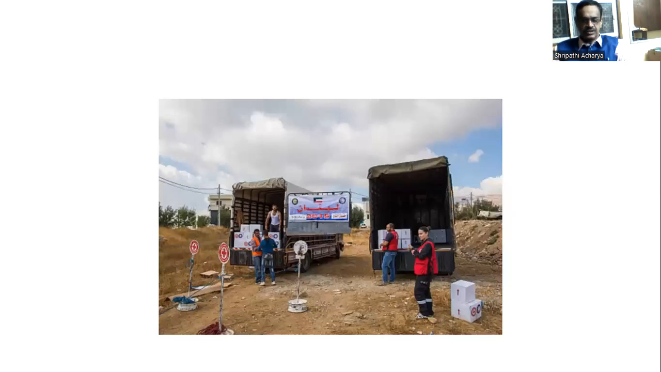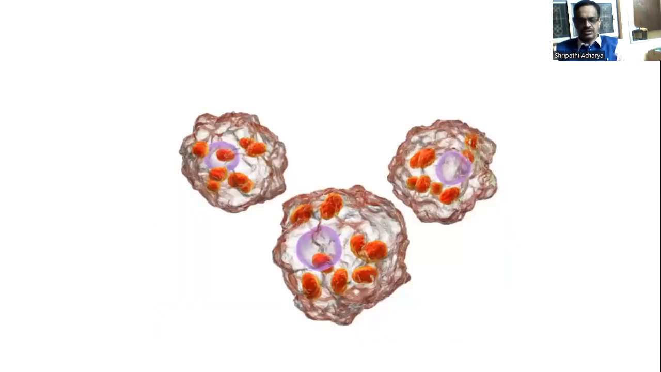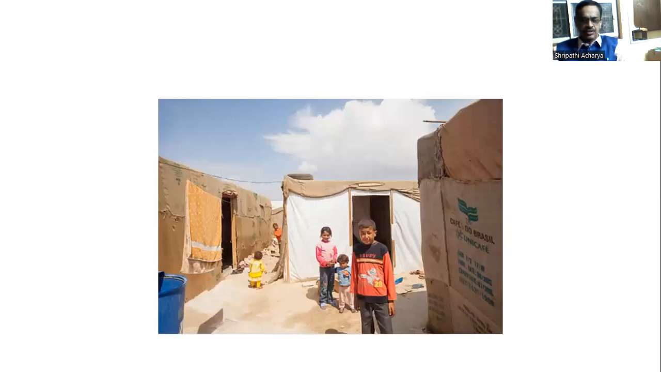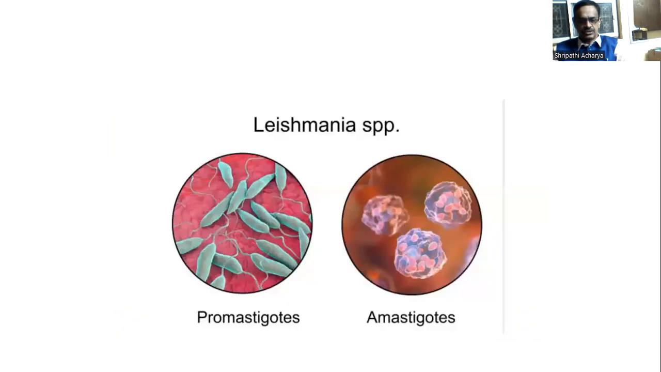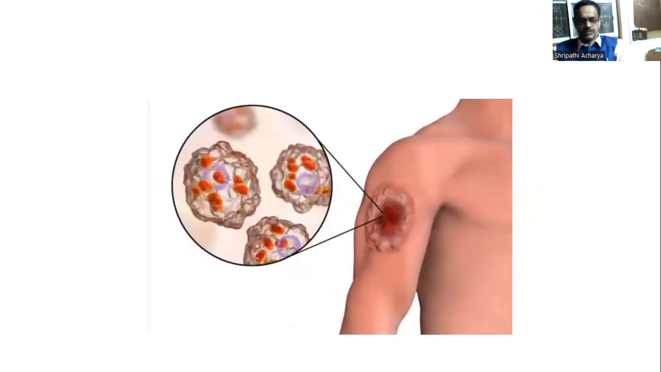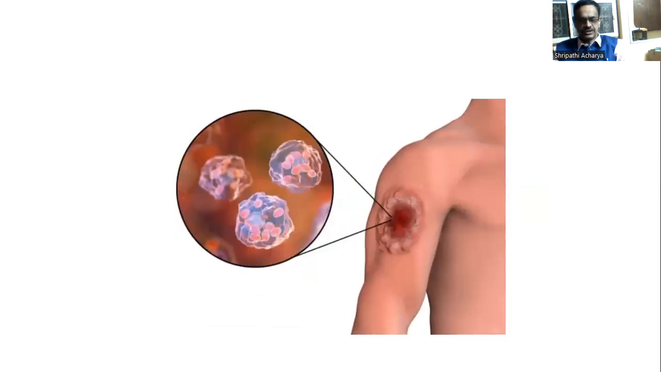In Sudan, you can see the disease is common. Sudan is a very backward, underdeveloped area. The people are affected by leishmaniasis. So the fly can bite and cause leishmaniasis. You can see promastigotes and amastigotes. In the skin, you can see the lesion of cutaneous leishmaniasis.